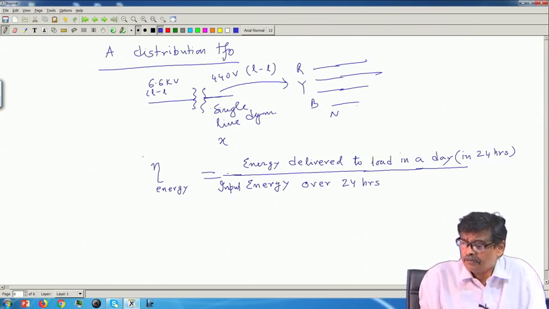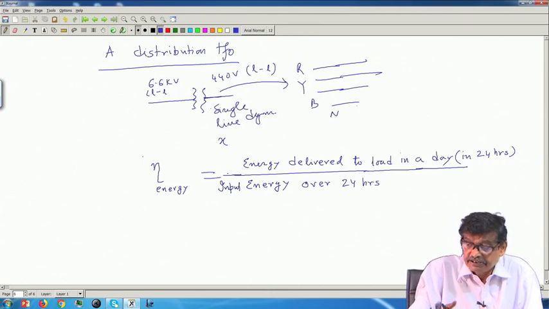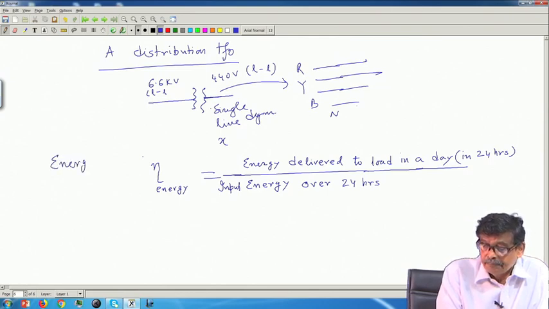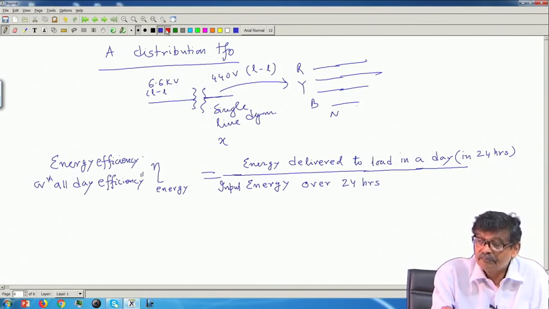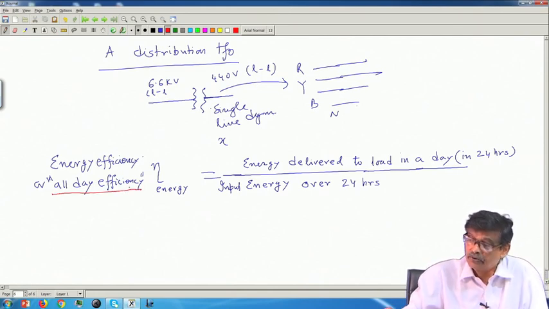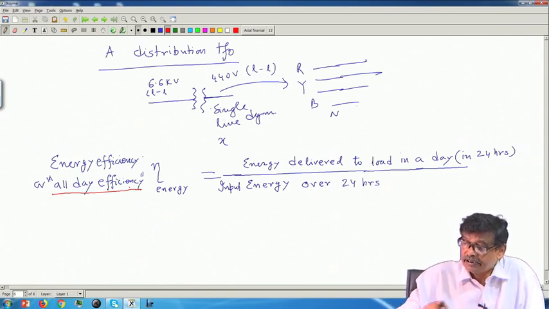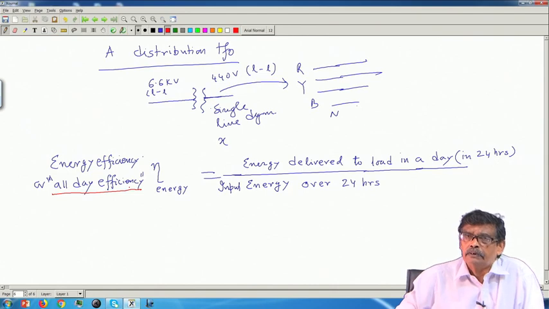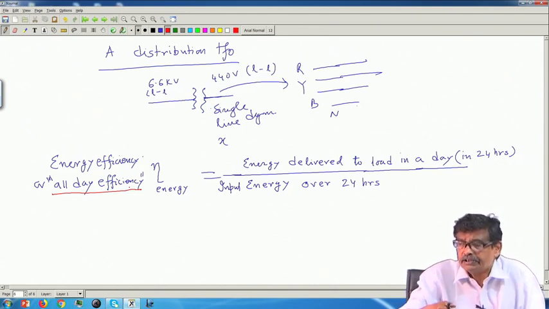Therefore, a distribution transformer perhaps should be, energy is to be calculated, efficiency is to be calculated in a different way. We will discuss about this. This is sometimes also called energy efficiency, or all day efficiency. Clear? We will discuss about this, how to calculate energy delivered to the load in 24 hours and input energy over same 24 hours of length. And from this we will try to say whether this distribution transformer is good or not.